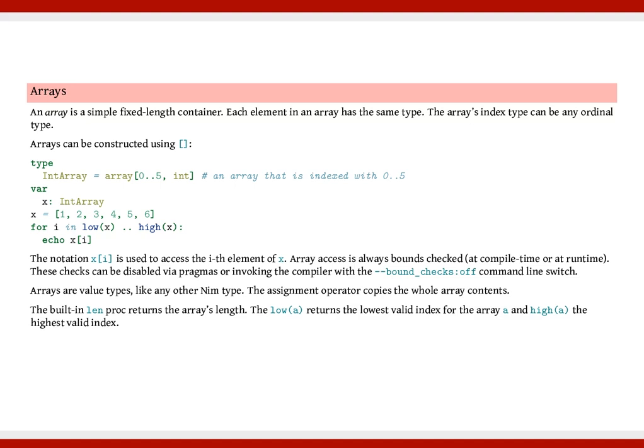Arrays are value types, like any other Nim type. The assignment operator copies the whole array contents. The built-in len proc returns the array's length. low(a) returns the lowest valid index for the array and high(a) the highest valid index.